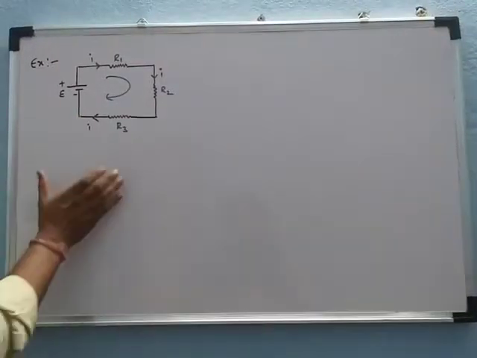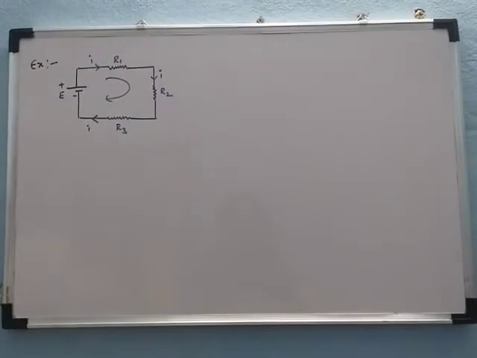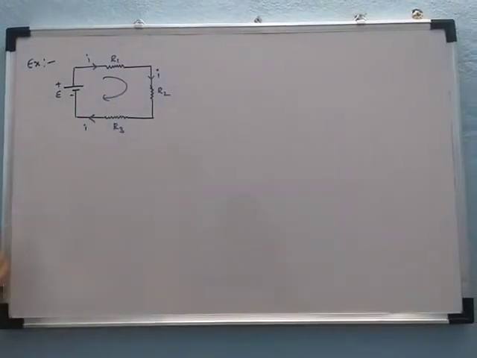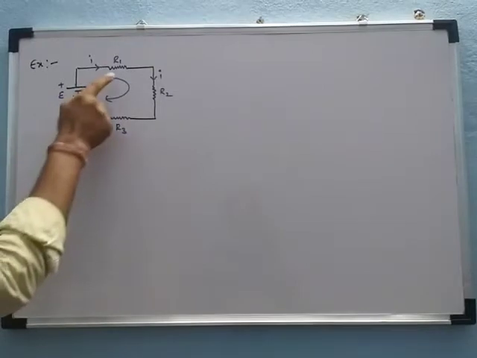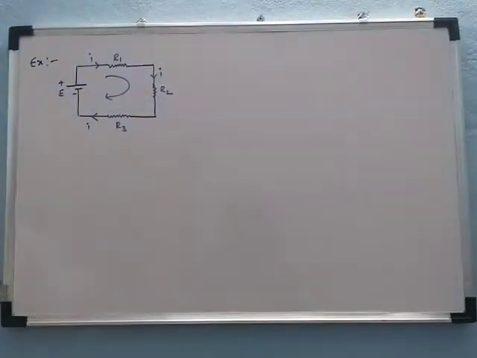See, this is the example for Kirchhoff's second law. For this example, we take this circuit, which is a closed circuit. In this closed circuit, we are considering the positive and negative terminals of a battery of EMF E, and three resistors R1, R2, R3 connected in series.